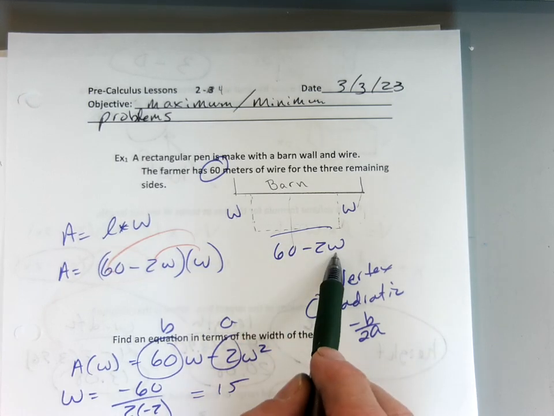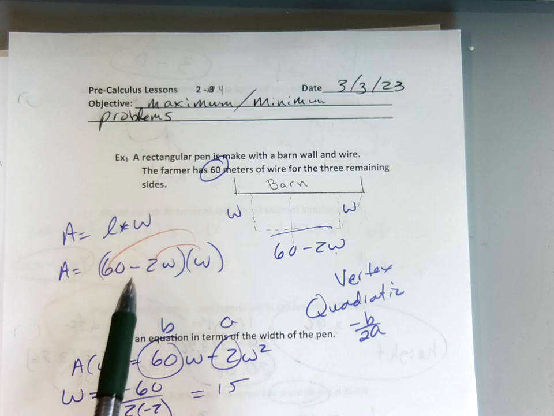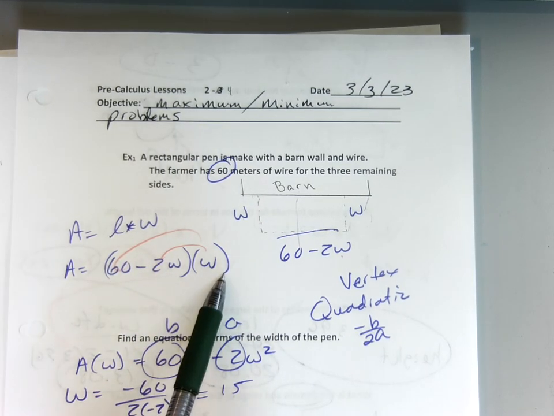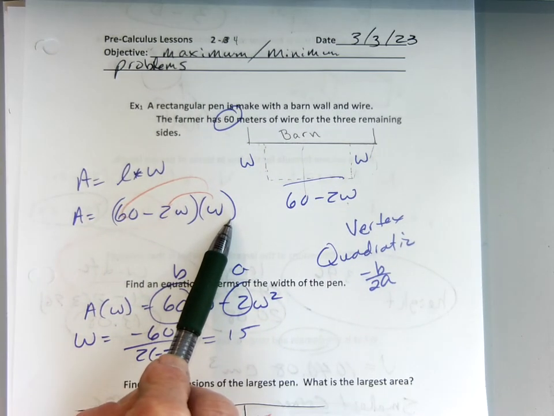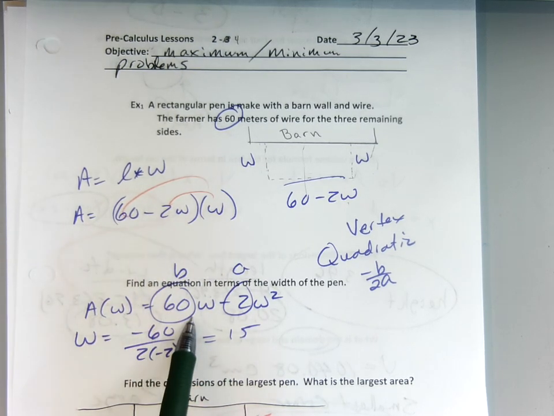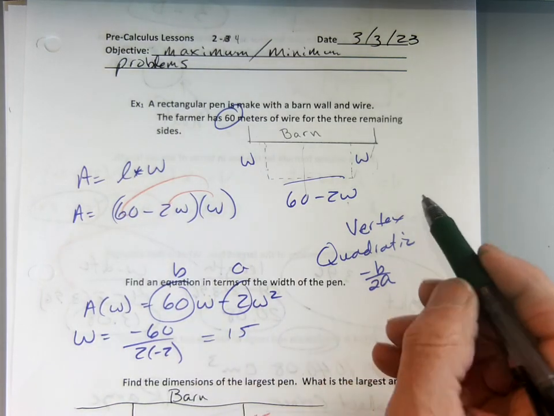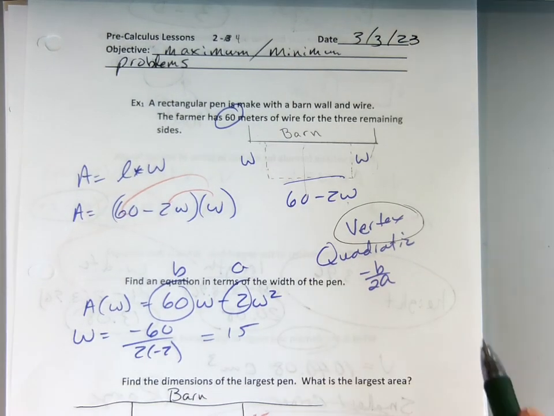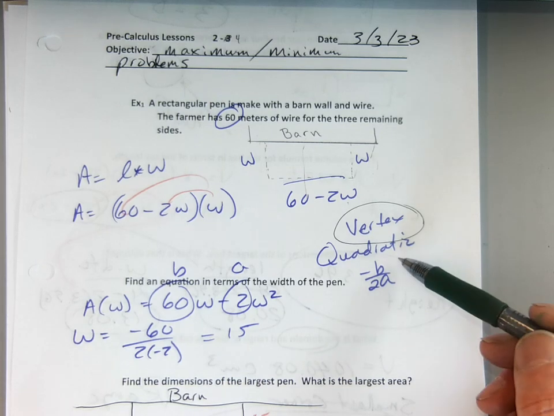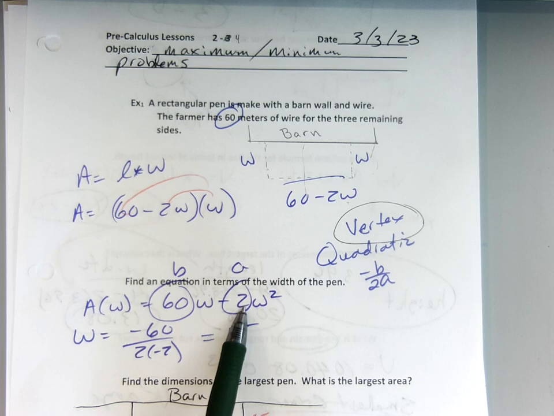So that'd be 60 minus 2W, because you took some here and some here. Area, length times width, so it's 60 minus 2W times W. If I simplify this, I got the area with respect to width is 60W minus 2W squared. If I want to maximize it, I'm looking for the vertex. We learned that one equation for the vertex is negative B over 2A. Well, that's B and that's A because it switched around.